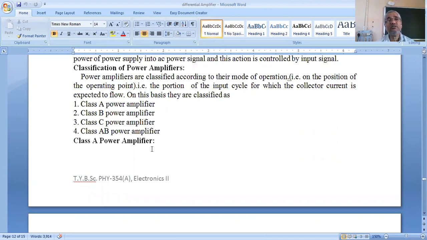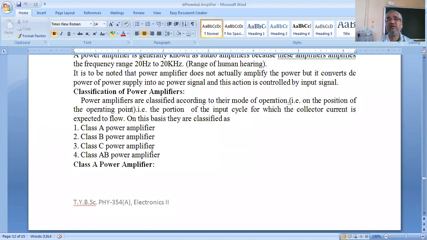Now we have also seen that the power amplifiers are classified according to their mode of operation, that is, on the position of the operating point. Where you select the operating point, depending upon that the working of the amplifier is decided. So how much of the input cycle is amplified at the output, or for the portion of the input cycle for which the collector current is expected to flow. Depending on that, we have seen there are four types of power amplifiers: class A power amplifier, class B, class C, and class AB amplifier.